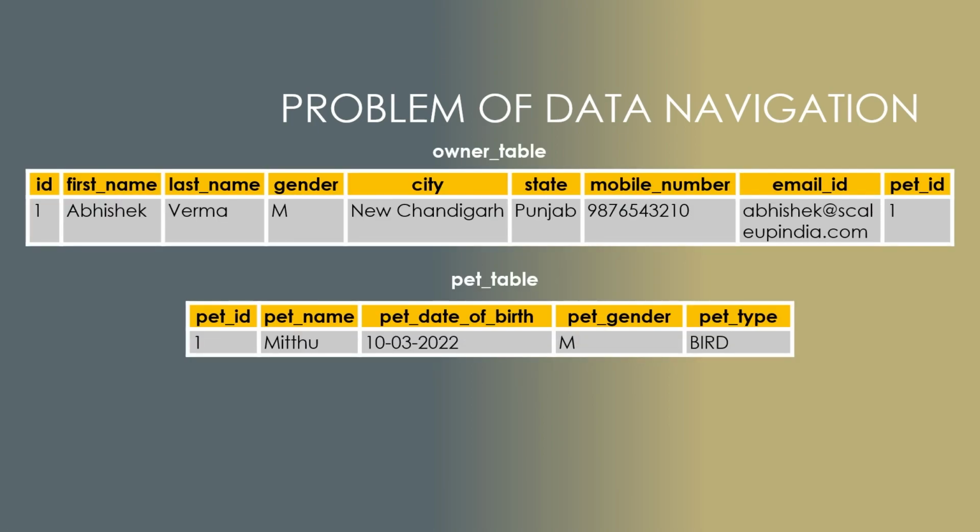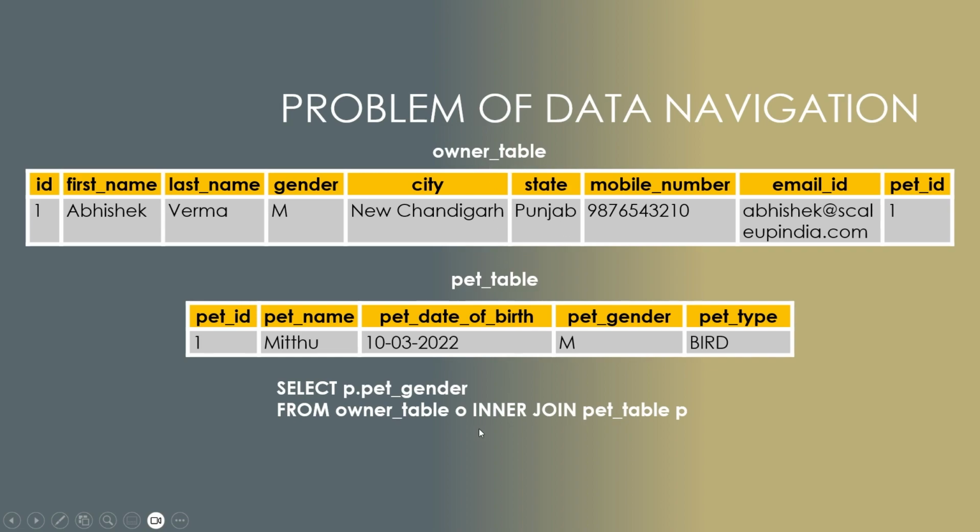But in terms of a database, when we want to do the same thing, we will say select p dot pet underscore gender, that is, we want to select this particular thing from owner table o inner join pet table p. So here we are making a join, and then we give the condition where this ID is the same as this ID and the owner ID is 1. So this is the way. Here we make usage of joins. Here we don't have any dot operator as such.